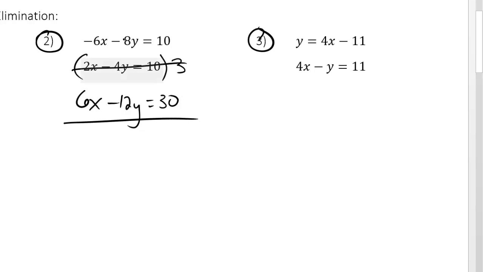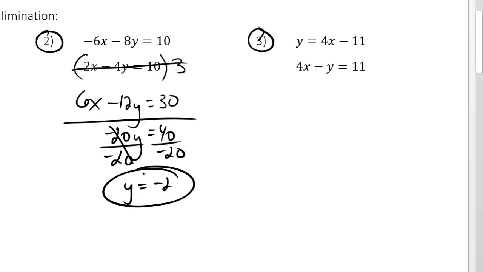And then we're going to add down. X's cancel. Negative 8 plus negative 12 is negative 20, y. And then 10 plus 30 is 40. Now to get y by itself, divide by negative 20. And we'll have y equals negative 2. Now we need to solve for x.